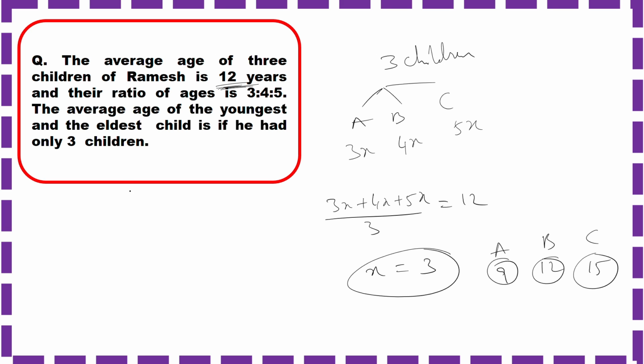Now the question is the average age of the youngest and the eldest child. So what is the age of the youngest child? 9 years. Eldest child, 15 years. So calculate the average of only these two. So (9 plus 15) by 2 is equal to 12 years.